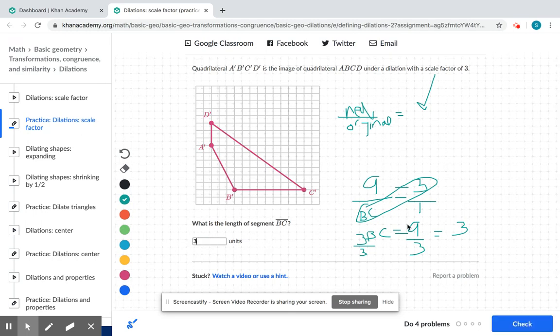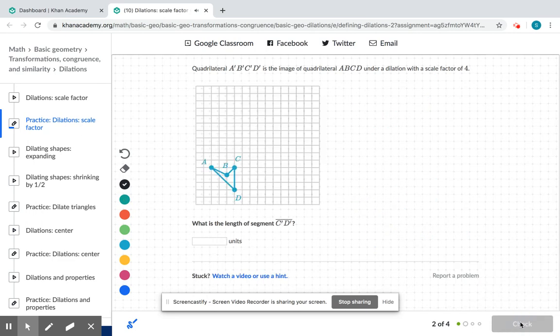All right, so if you ever need to figure out the scale factor, you take the new image, which is your prime, divided by the original, you take one of the points, and then you will get your scale factor. Okay, so let's check that. Awesome. Let's try the next one.